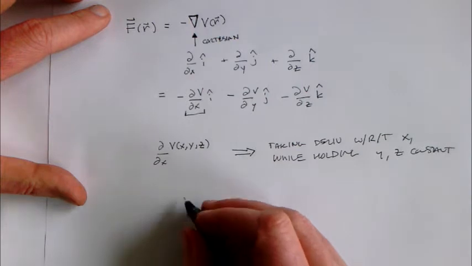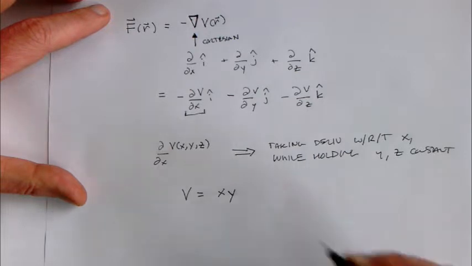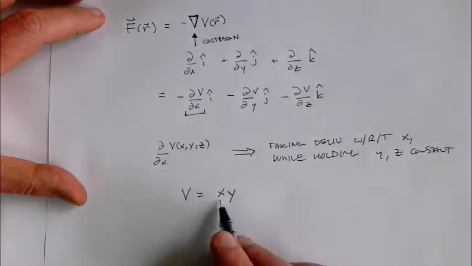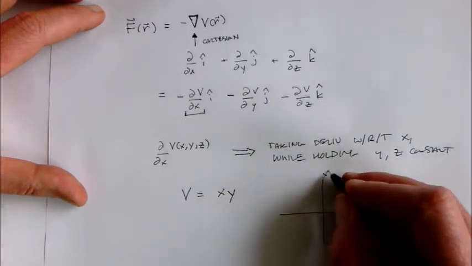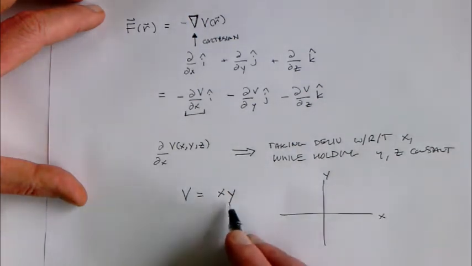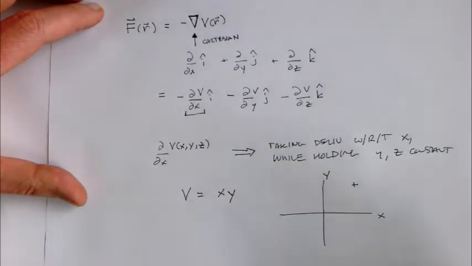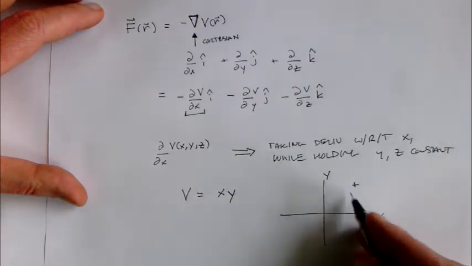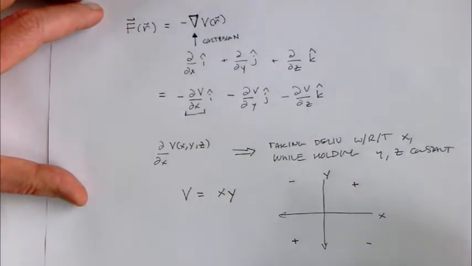So let's think about the function v is equal to x times y. Okay? Now, if you think about what that function looks like, we could draw the xy plane, right? And we could think about what x times y looks like. Well, pretty clearly, x times y is going to be positive up in this quadrant, right? Because both x and y are positive in that quadrant. It's going to be positive in this quadrant because x and y are both negative in this quadrant. Negative times a negative is positive. It'll be negative here. It'll be negative here, right?